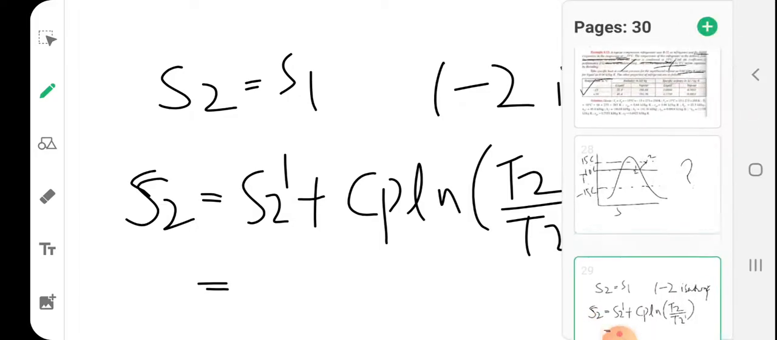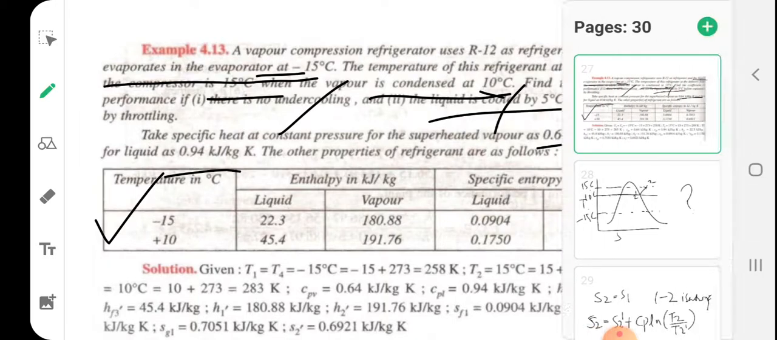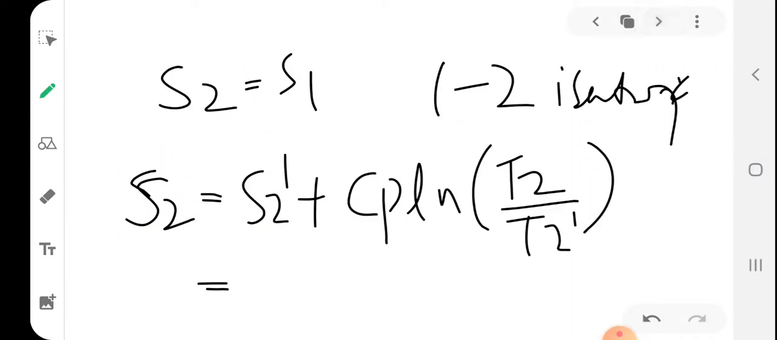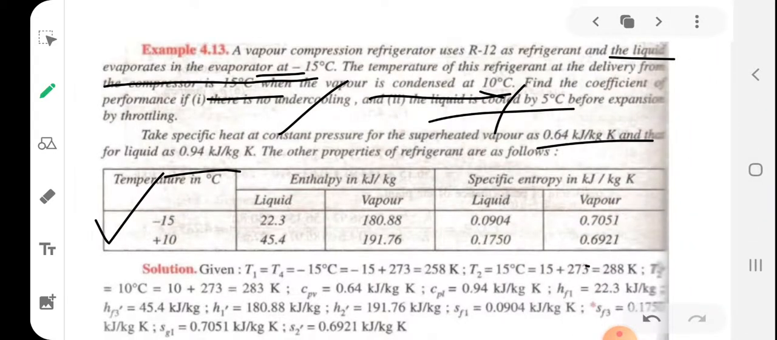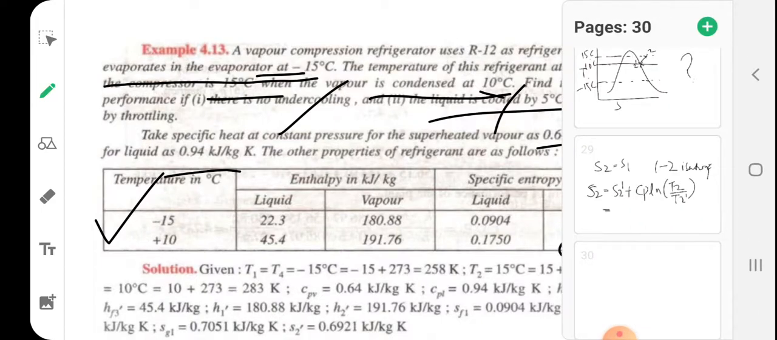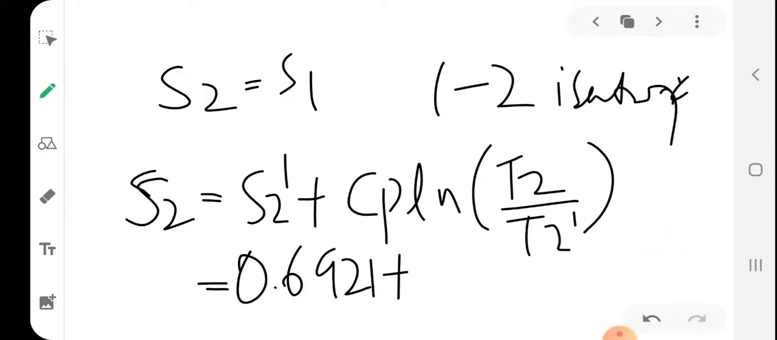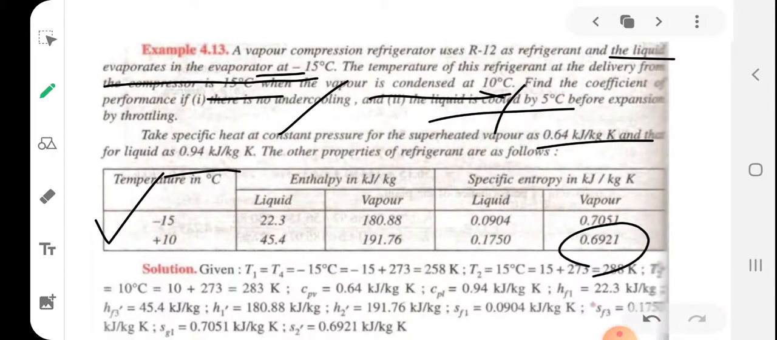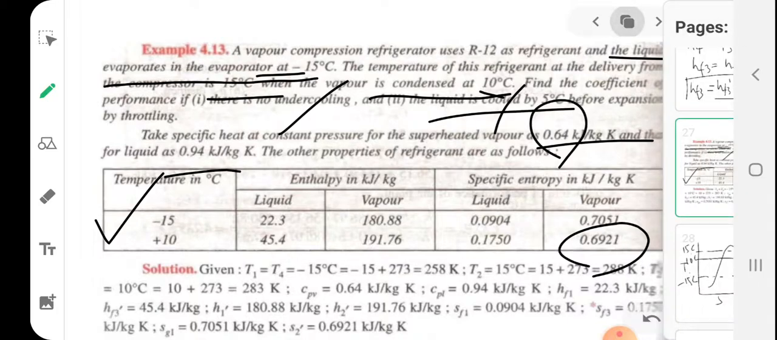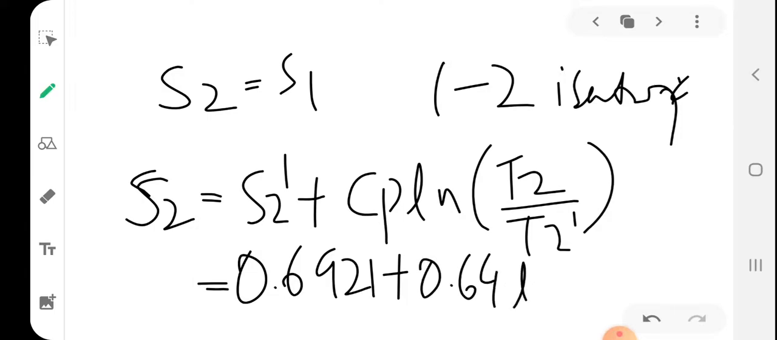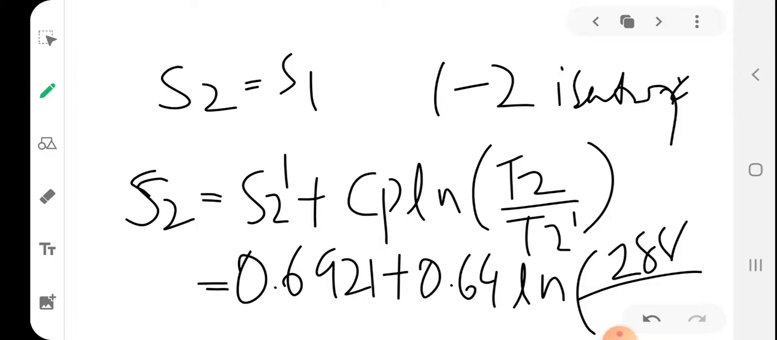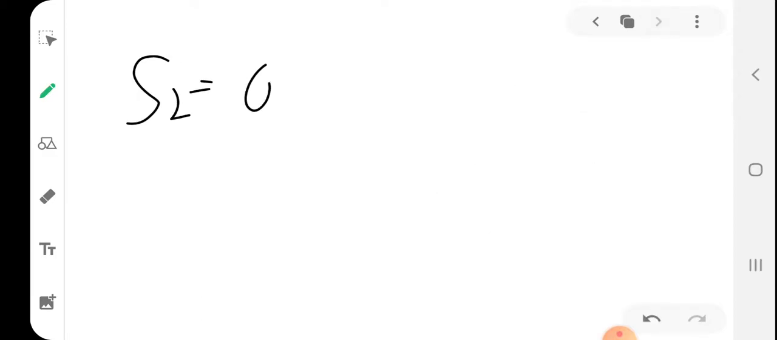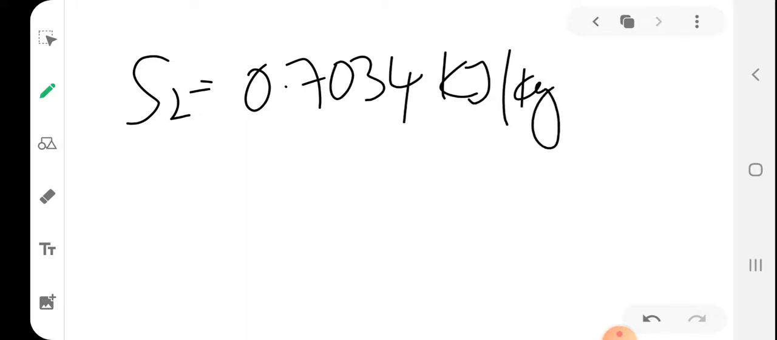S2 dash is corresponding to 10 degrees Celsius. So this is S2 dash. Corresponding to 10 degrees, the specific entropy of vapor is 0.6921, plus Cp, which for saturated vapor should be taken as 0.64, times log of T2, which is 15 degrees Celsius, 288. You should take it in Kelvin because we are taking the ratio, so it should be in SI units. T2 dash is 283 Kelvin, 10 degrees Celsius. So you will get S2 as 0.7034 kilojoule per kilogram Kelvin.